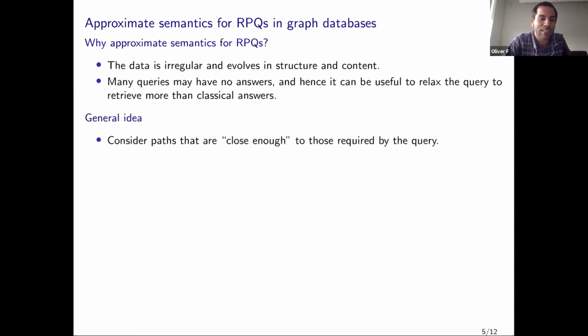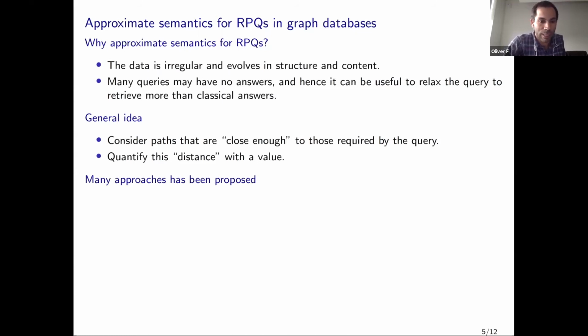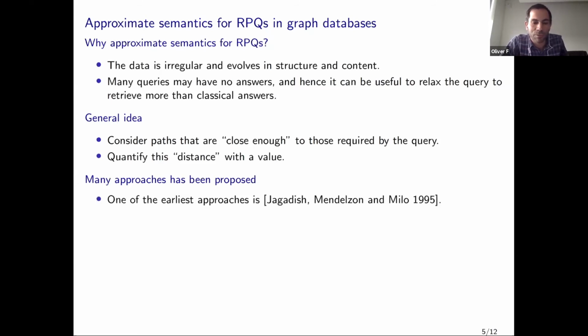And the general idea that has been considered is that if two elements are not connected by a path required by the automaton, one can consider paths that are close enough to those required by the query. And the idea is to quantify how close this path is to one that is actually in the language defined by the query, how far away it is. So there are many approaches that have been proposed in the earlier days of graph databases.